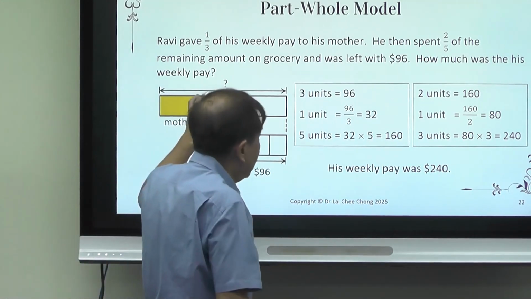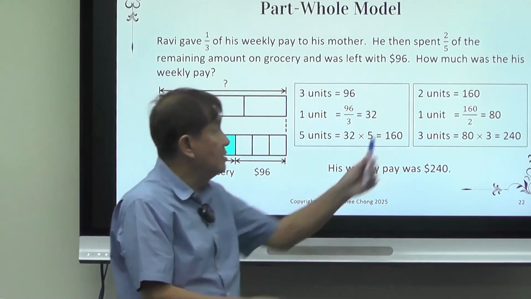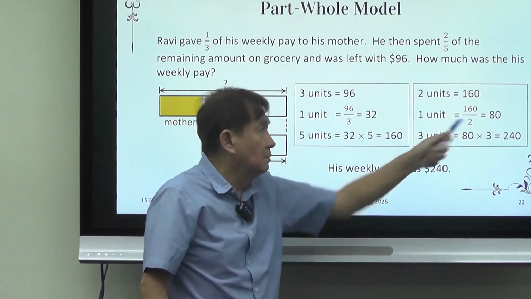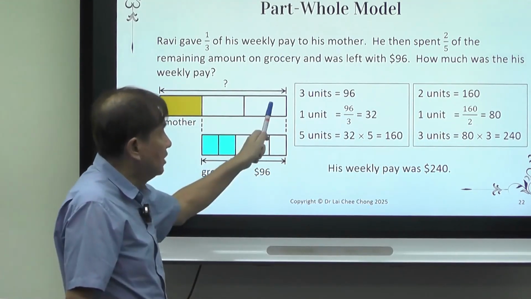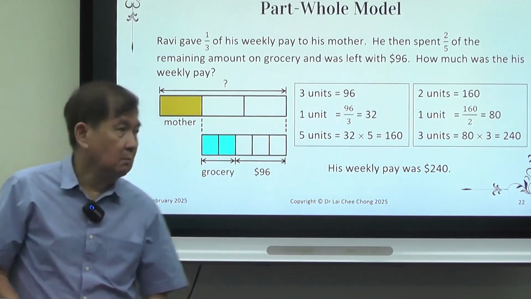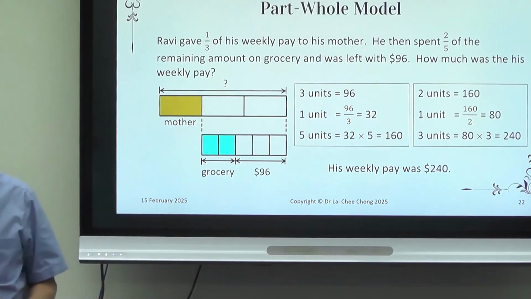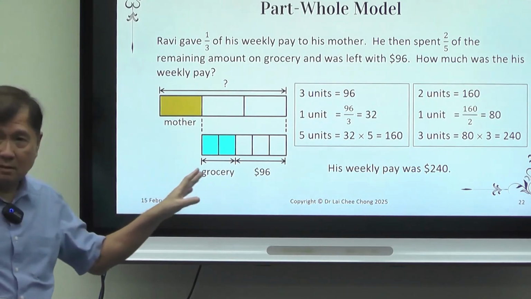I go back to this longer bar here. 2 units is 160 because they're the same. So I say 2 units, 160. 1 unit, 80. But I want to find the weekly pay, right? This 3 here. So 3 units, 80 times 3. Oh, my final answer. That's how they do it. This is a grade what? 5 or 6? You think the picture is easier for them to solve the problem there? That's the whole idea.